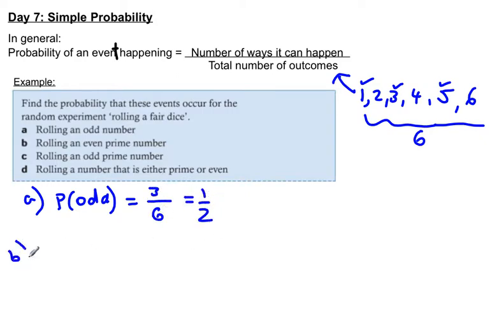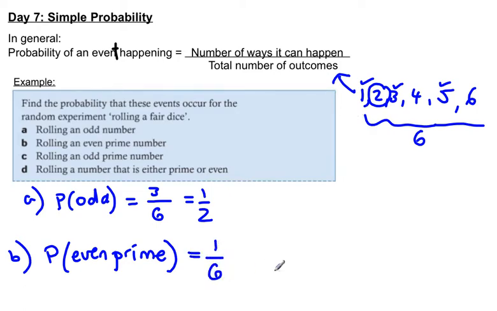as 1/2. For B, they're asking for the probability of an even prime. So an even prime number, I think the only one is 2, so there's only one way that can happen out of 6. For C, probability of an odd prime number.